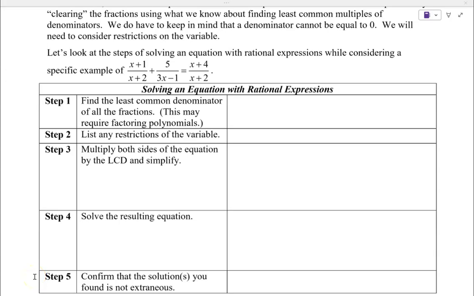It's Wednesday. We got 2 weeks to fall break. Okay.